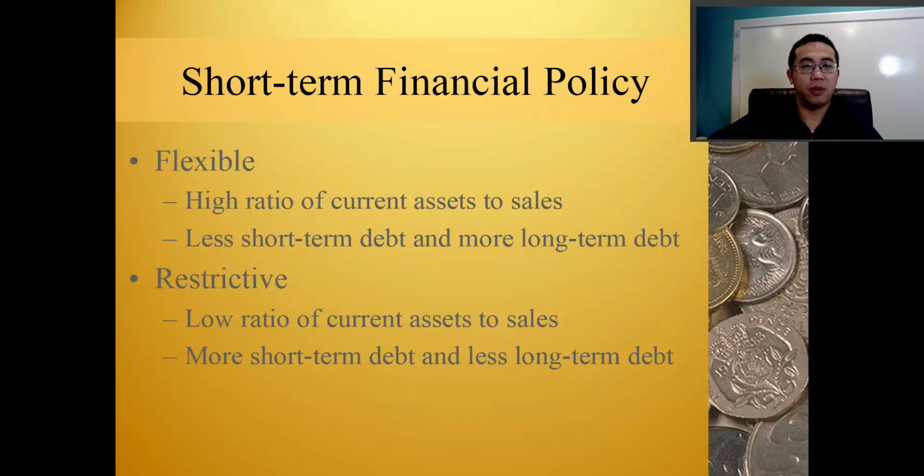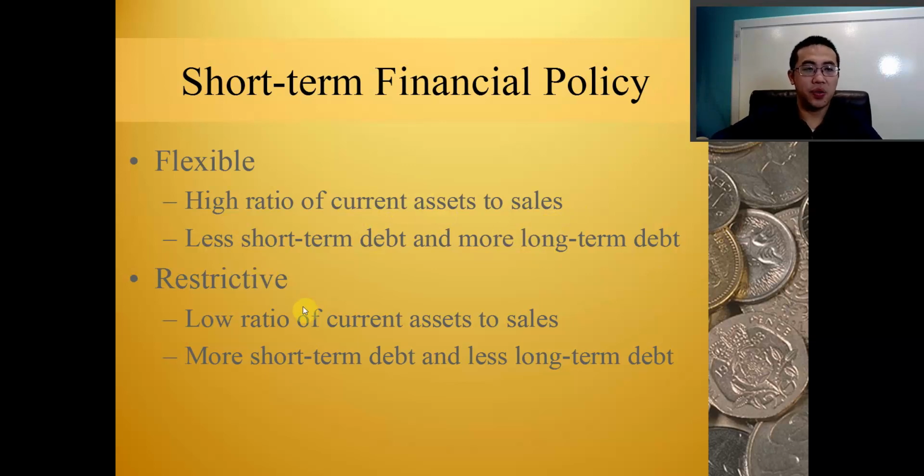So for a flexible strategy, you are expecting to see a high ratio of current assets to sales and a low ratio of short-term debt and more long-term debt. That basically means you have more short-term assets like cash, accounts receivable, and inventory, which could be converted to cash, and you have less short-term obligation to fill. Okay, because you probably leave the problem to the future, in the form of long-term debt.